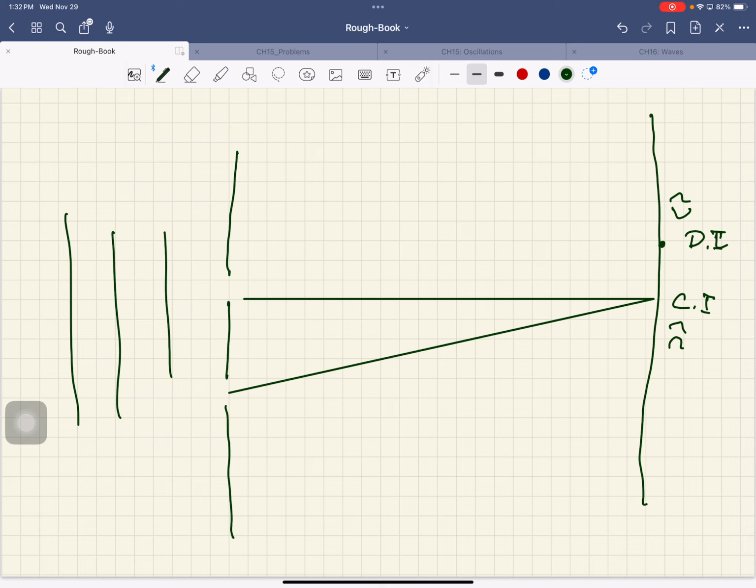So this is the double slit experiment that you'll see that light exhibits. You'll see a series of bright fringes, dark fringes, bright fringe, dark fringe, bright fringe, and so on.